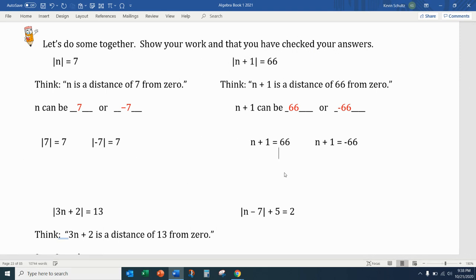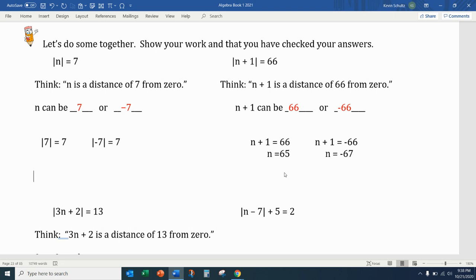So we'll subtract 1 from both sides here to get n by itself. N equals 65. We subtract 1 from both sides here to get n by itself, and n equals -67. Those are the two values for n that are going to make this equation true.